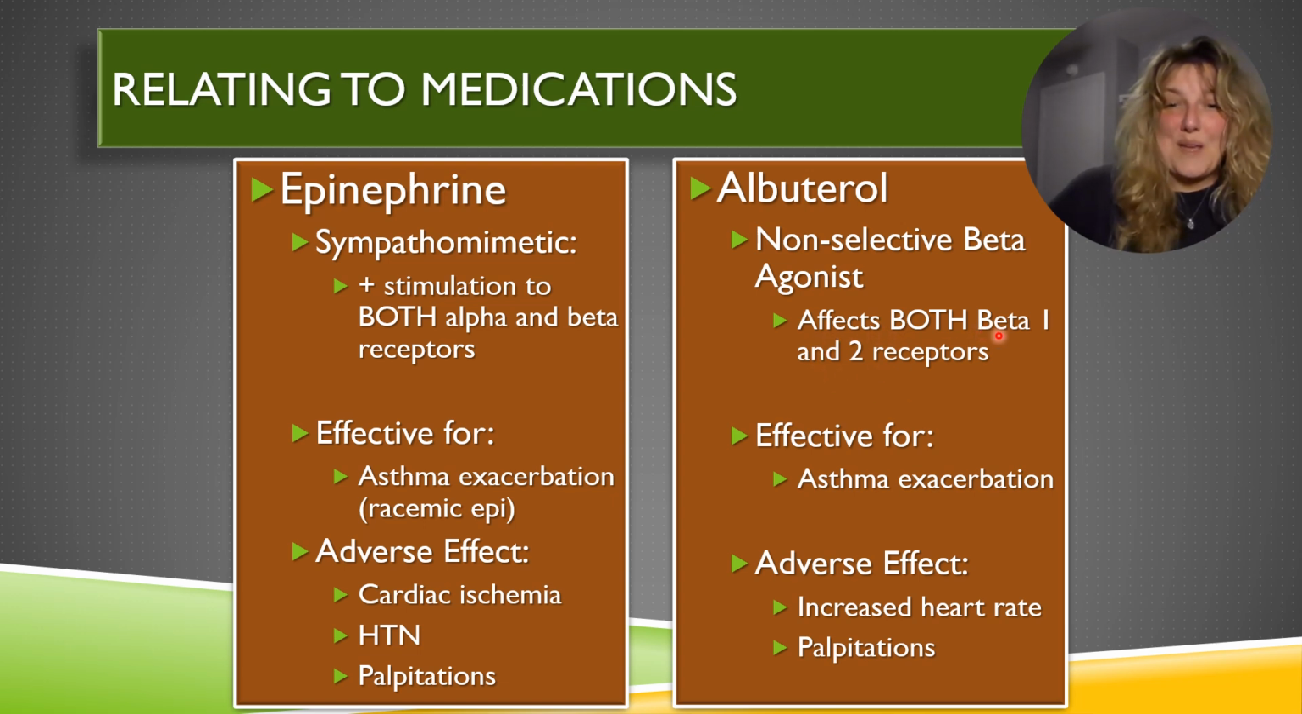But what does beta 1 do? Beta 1 has vasodilation. When you dilate the vessels, what's going to happen? You're going to have to increase the heart rate to keep the container full. And that can create adverse side effects, such as increased heart rate with palpitations. So that's why they get so agitated and stuff with the albuterol.